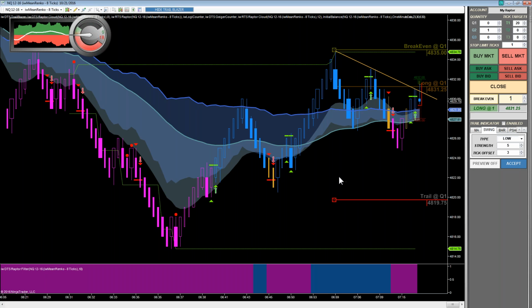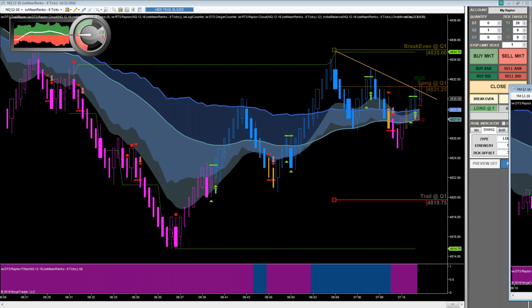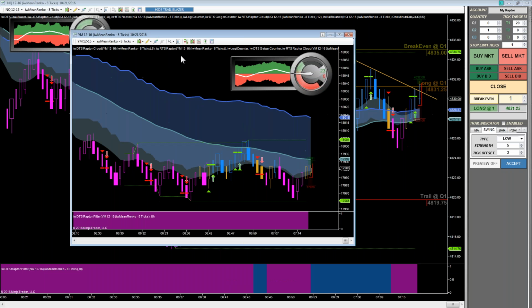Peter asked, Eric, how do you get the session high and low on your Raptor chart? Here, I'm not going to fiddle with that chart. I'll show you on another one. It's a tool called the initial balance lines from Indicator Warehouse. It's an indicator.